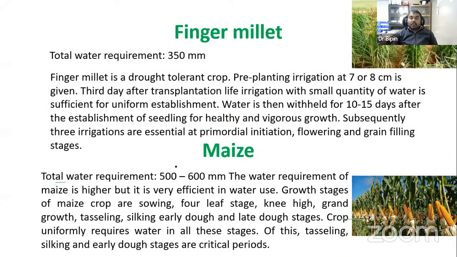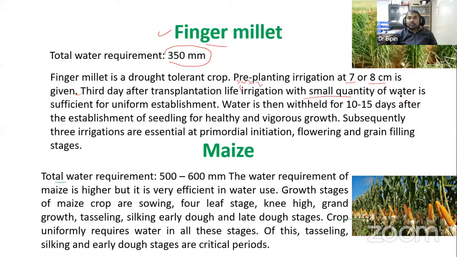After that, we will discuss finger millet. This is one of the drought resistant, you can say drought tolerant, crops, and it requires a very small amount of water, only 350. Naturally, this is a crop of dry land areas, and pre-planting irrigation of 7 to 8 centimeters is given, and on the third day after transplanting, a small life-saving irrigation is given.